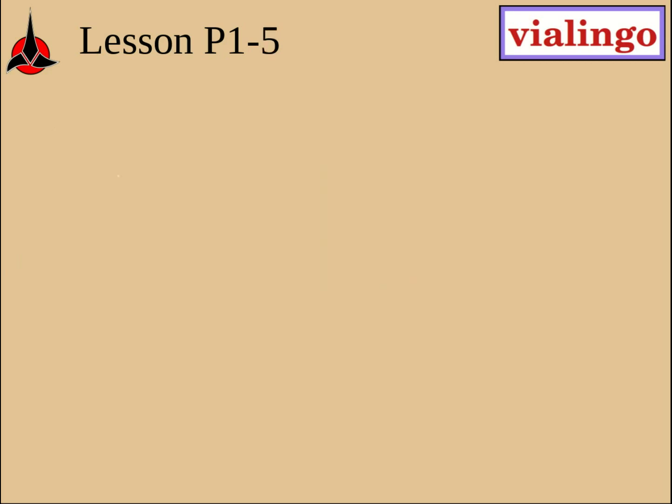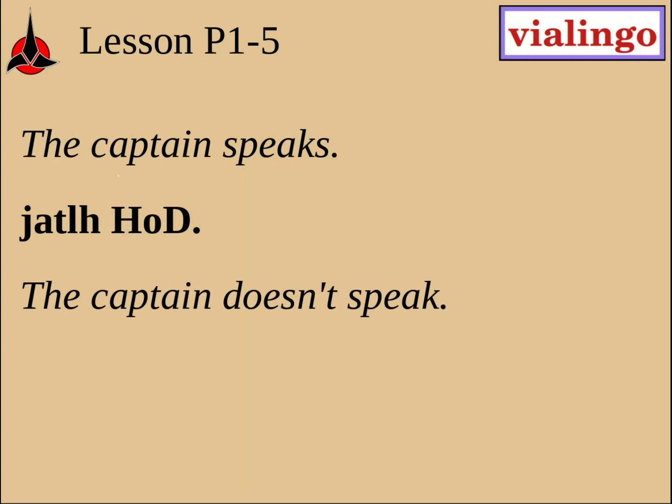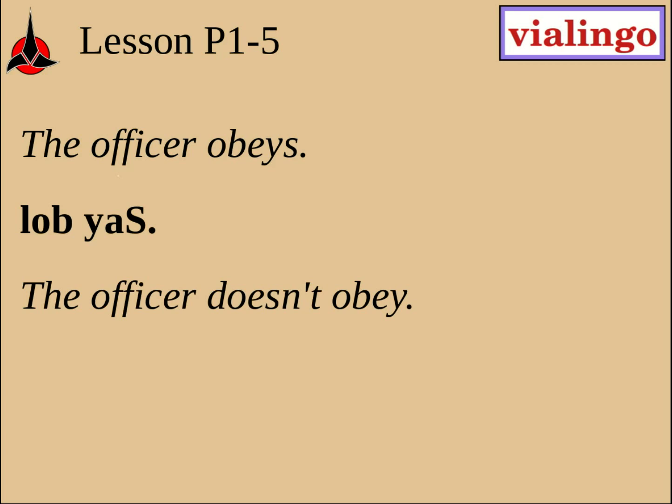Klingon words can have prefixes and suffixes. Prefixes are added to the beginning of a word, and suffixes are added to the end of it. The first suffix you learned was the one which means don't or doesn't. How do you say, the captain speaks? Jack hold. The captain doesn't speak. Jack be hold. The officer obeys. Lob yash. The officer doesn't obey. Lob be yash.